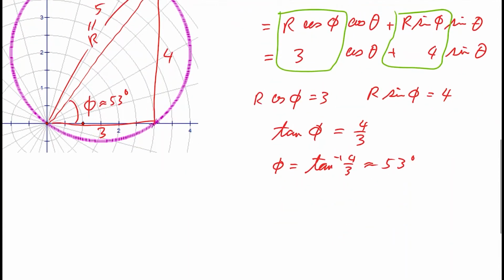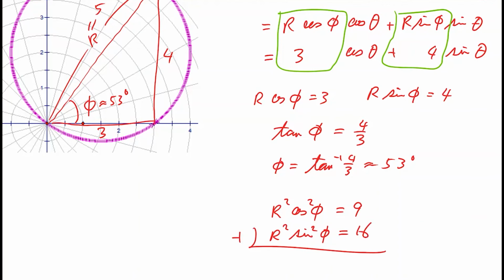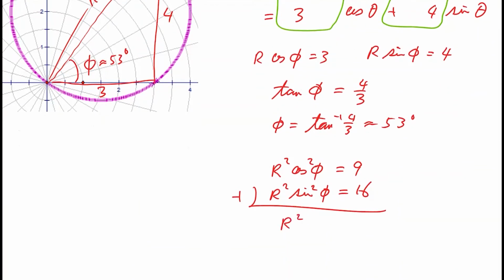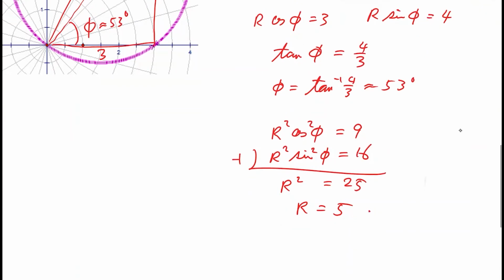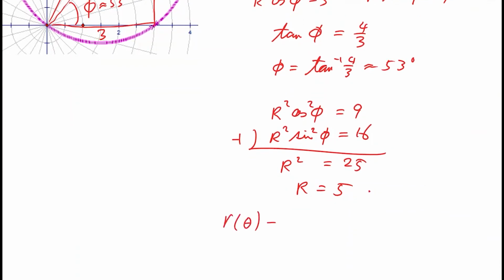Or how do we get R? Well, like this. You square both sides. So we have 9, and then you square both sides of this, and you get 16. Then of course, guess what I'm going to do. Then this is R squared, cosine squared plus sine squared gives you 1, and this is 25, so R must be 5. So our function in this form is 5 cosine of theta minus 53 degrees-ish. You get it?